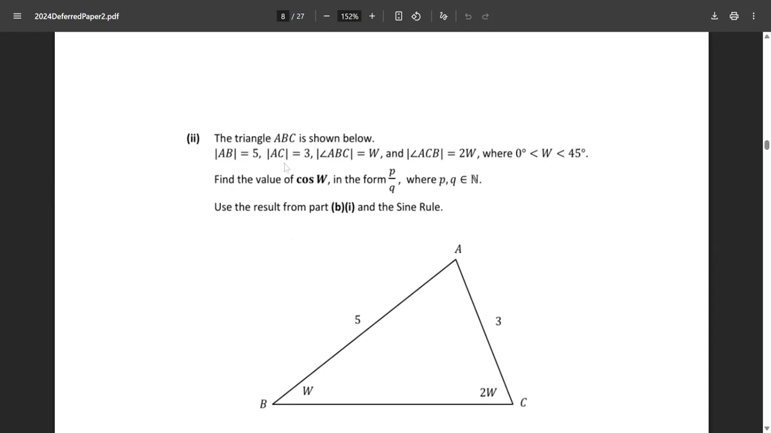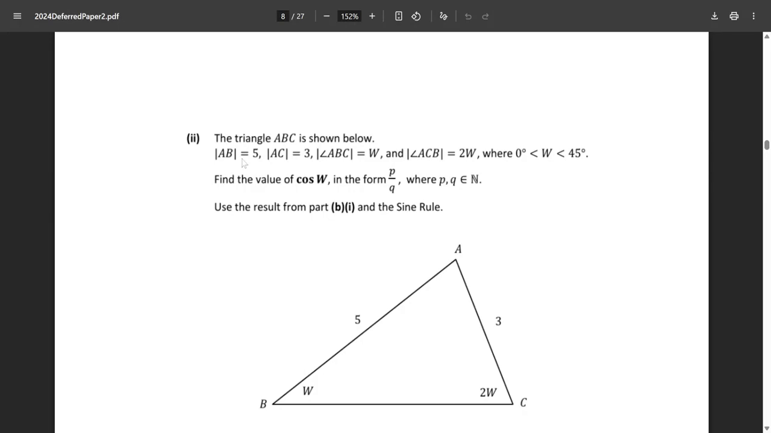We're given a triangle here, ABC. We're told AB is 5, AC is 3, and the angle ABC is W. Okay, so this line is kind of a waste because it's all on the diagram. Make the diagram work for you, basically, yet again. That's paper 2 especially, make the diagram do the work is a big technique that will really help in lots of questions.